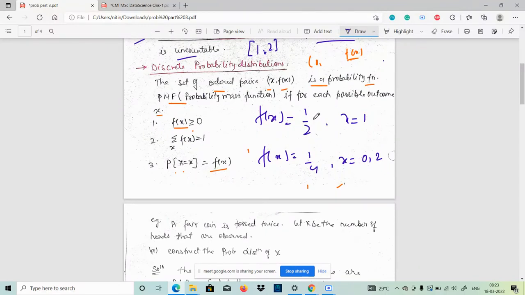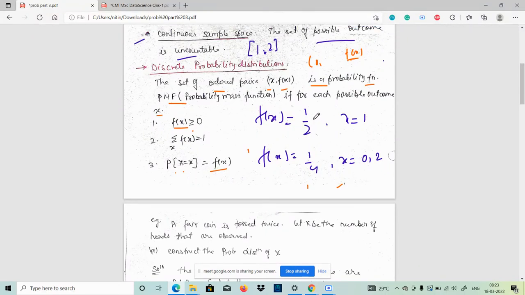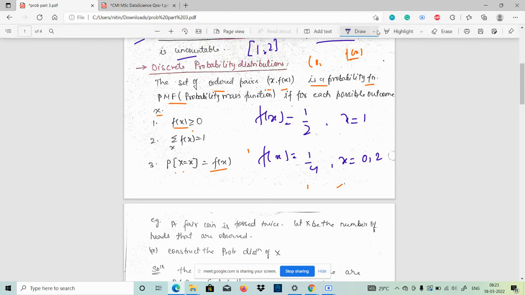Now you have to check whether this f(x) is a probability mass function or not. The simple thing is that in the first step you need to check whether f(x) for each point is greater than 0 or not.